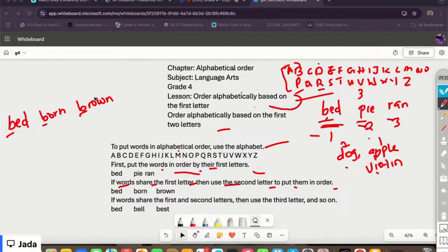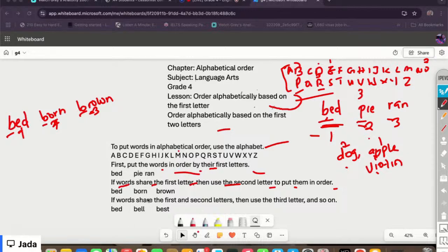Okay, so now we have to figure it out and we have to see which one comes first since they all have the same first letter. So B B B. Now we have to look at the second. If they all have the same first, we look at the second. This one has E, this one has O, and this one has R. So from our alphabet, we know that E comes first, O comes second, then R comes next. Okay, so this one first, this one second, and this one third. Okay, so you have to look at the second letters, and it goes on and on like that.